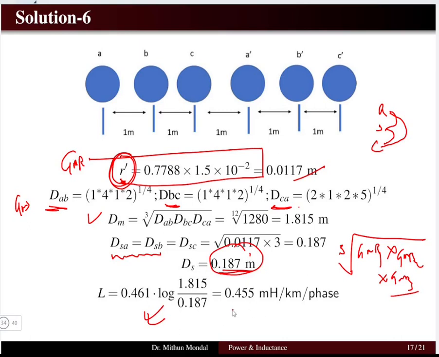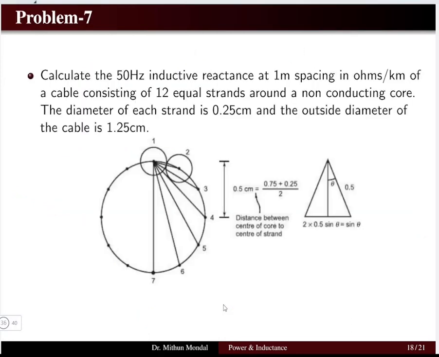We'll get the value in the unit millihenry per kilometer per phase. So we are obtaining it on a per phase basis. The inductance is per kilometer because the length is not given to us. The parameters are all per kilometer. This is the final problem for today's tutorial.